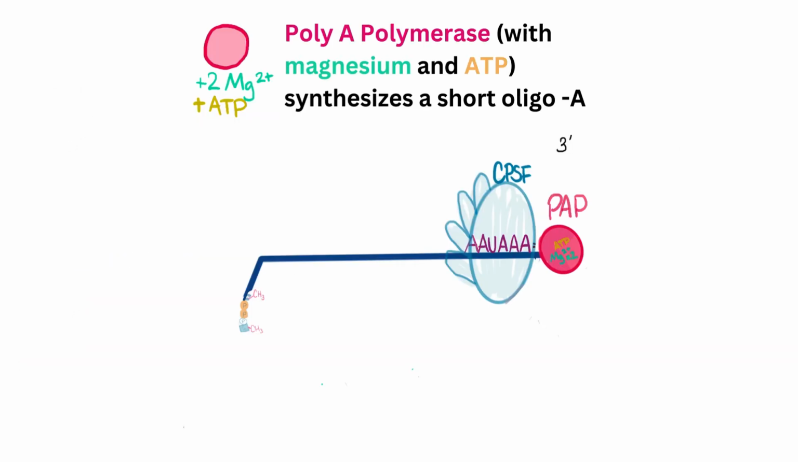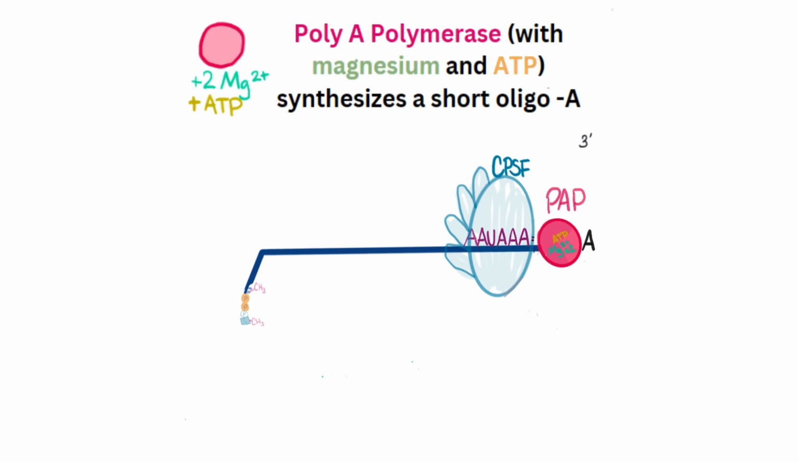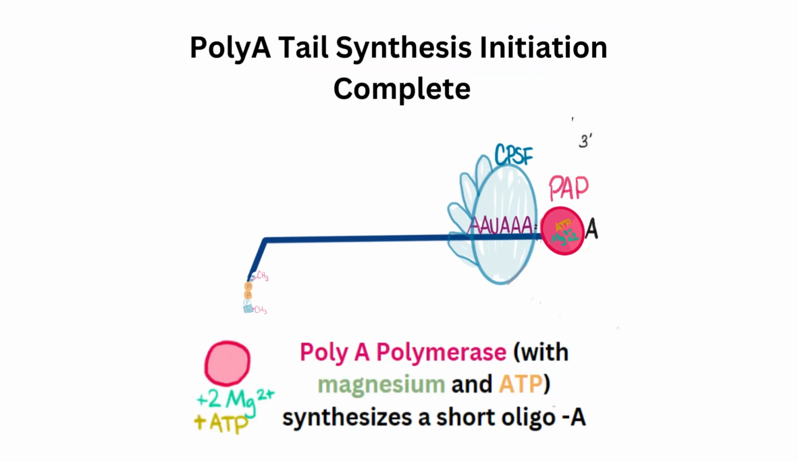Poly A polymerase is activated. With very high specificity, it uses ATP and magnesium ions to build a poly A tail. It will synthesize a short A oligo, one residue at a time, and thus completes poly A tail synthesis initiation. The second and final step in the process is poly A tail elongation.